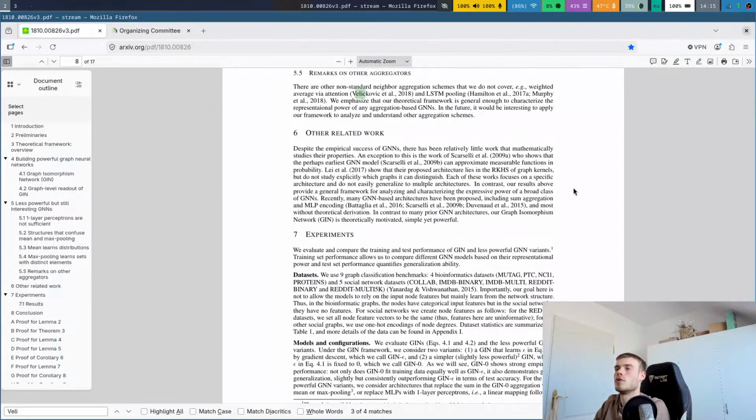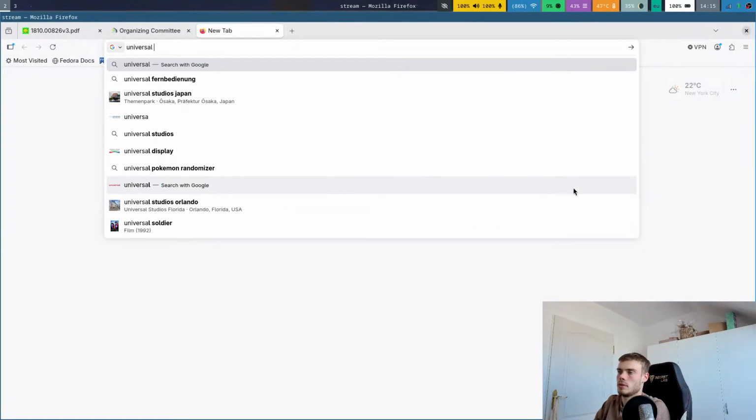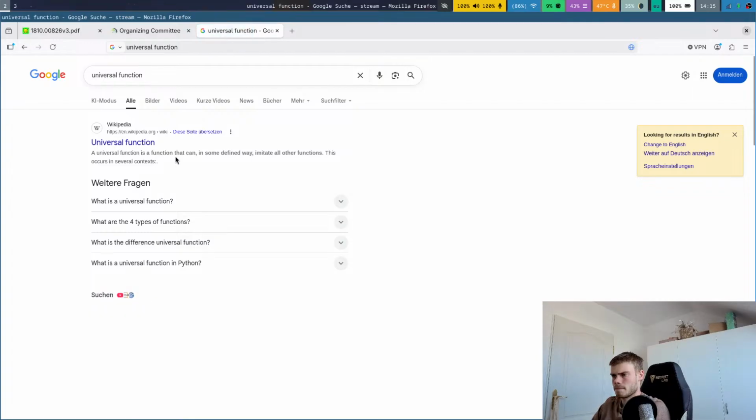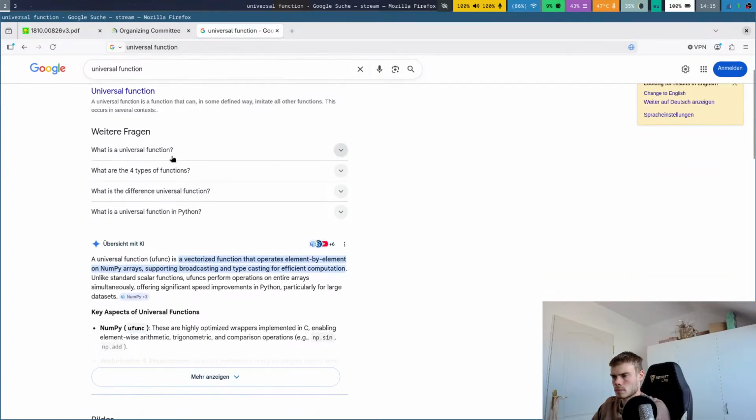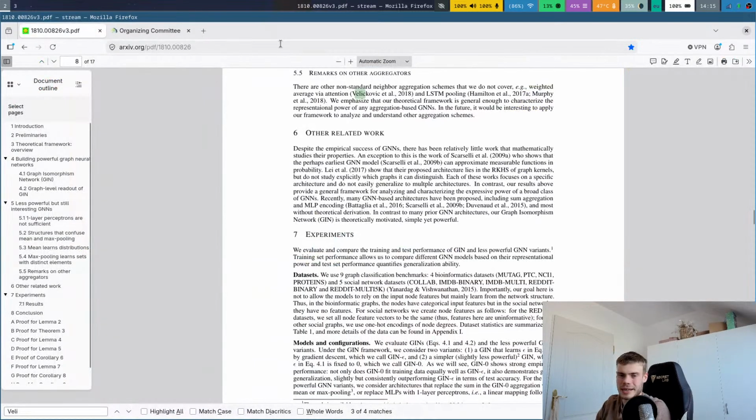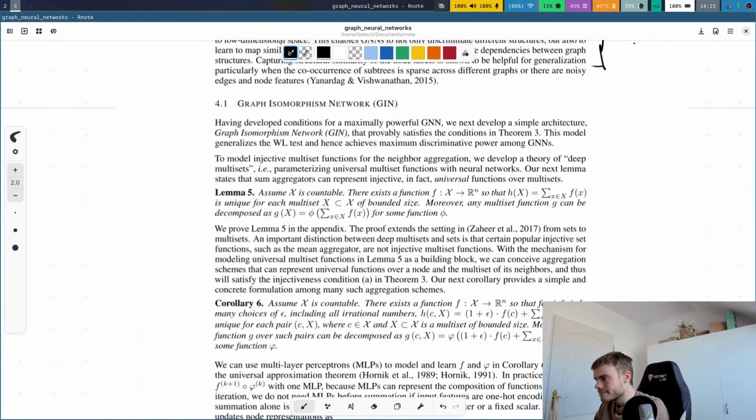What is a universal function? Okay, a function that can imitate one.